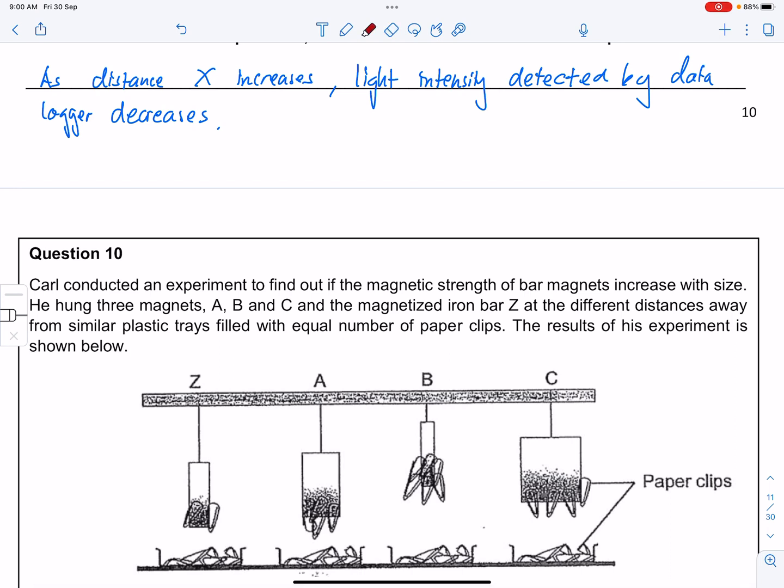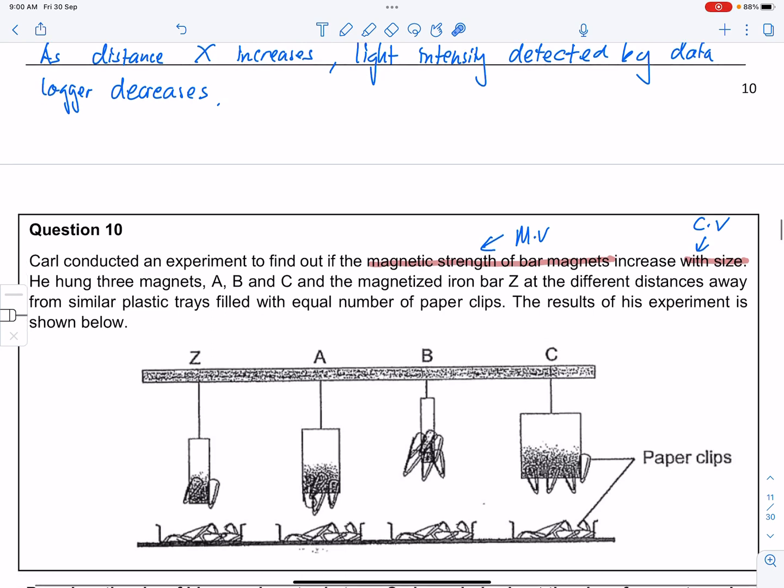Carl conducted an experiment to find out if magnetic strength of magnet bars increases with size. So in this case, this is my measured variable, this is my change variable. He hung 3 magnets A, B, and C and demagnetized iron bar Z at the different distances away from similar plastic trays filled with equal number of paper clips.